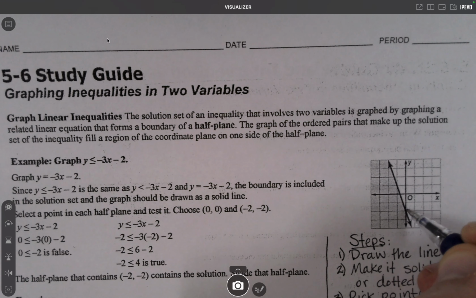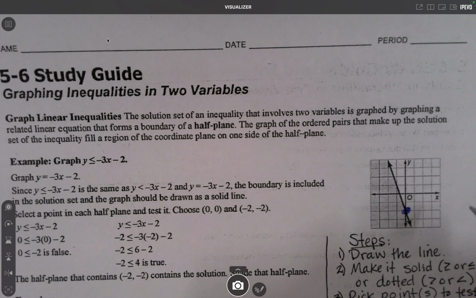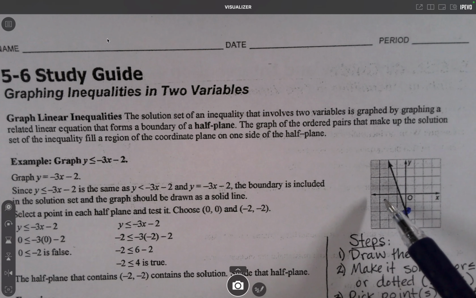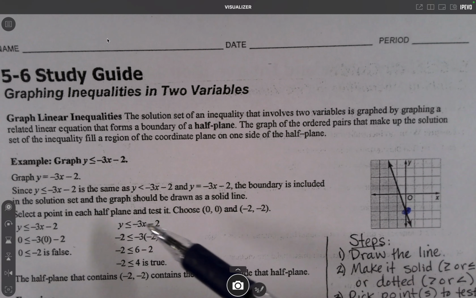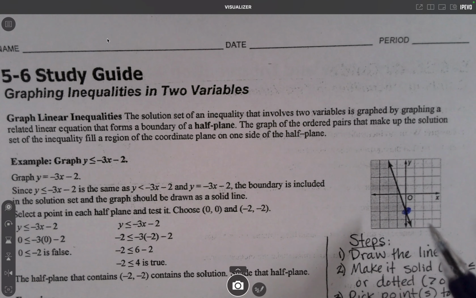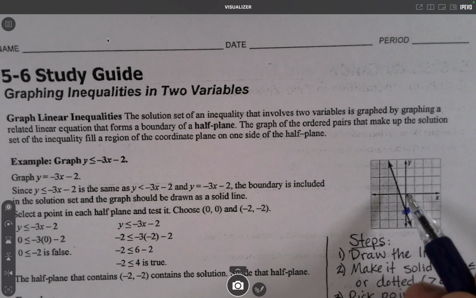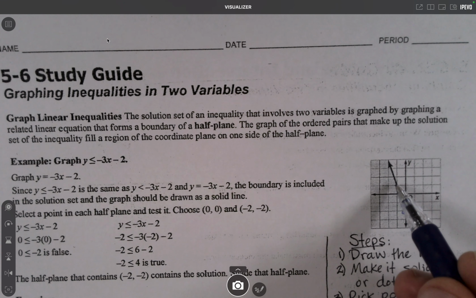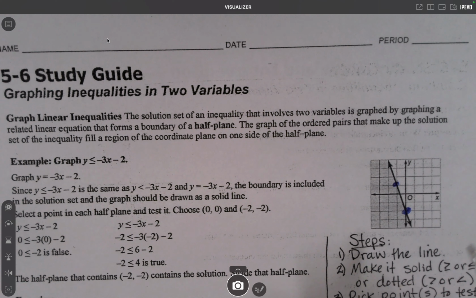So they did that right here. And you don't have to draw these, I'm just showing how they graphed it originally. And then the slope is -3, so you can either go down 3 over 1 or up 3, 1, 2, 3, and to the left 1, which is right there. So then you draw the line through those 2 points.